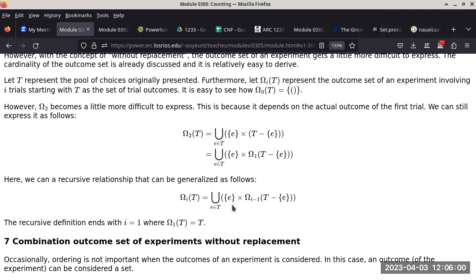Well, in that case, we have this big union. Why do we have this big union? Because it depends on what I am choosing out of the bag. To understand this part, I'm going to explain it using a multiverse setting.